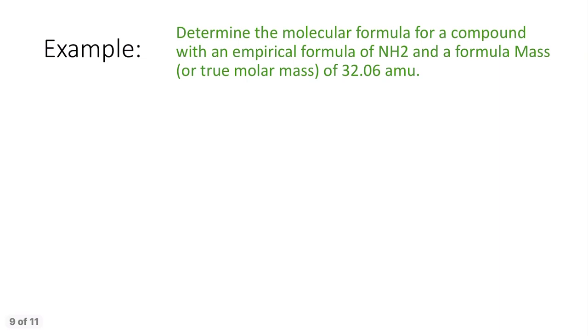All right, let's do our first example. This problem says: determine the molecular formula for a compound with an empirical formula of NH2 and a formula mass, or true molar mass, of 32.06. So we've got two pieces of important information here. One is our empirical formula. Remember, that's the simplified version. And then we've got the formula mass, which we sometimes hear called the true molar mass, of 32.06 atomic mass units. And this is the actual mass of one molecule of the substance in question.